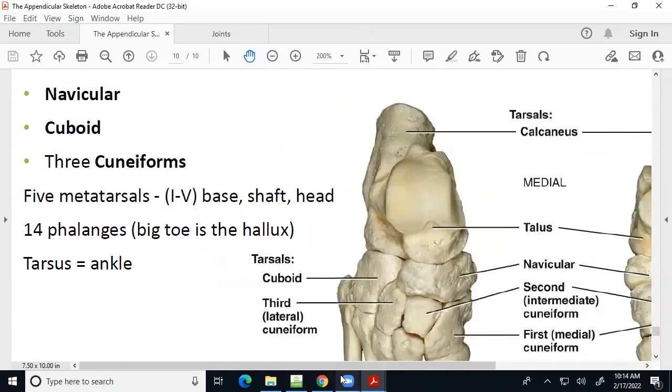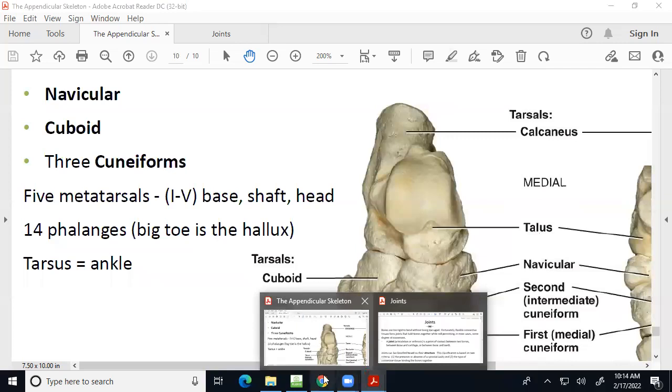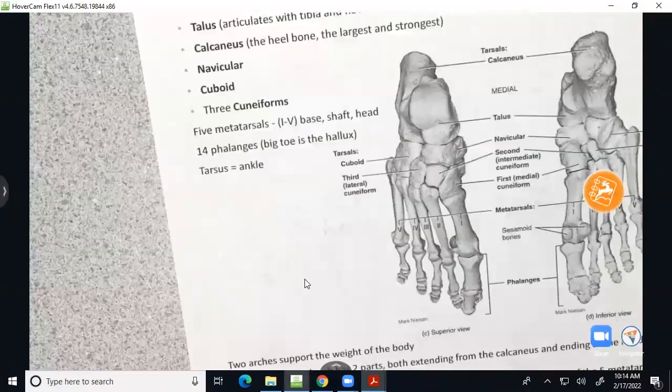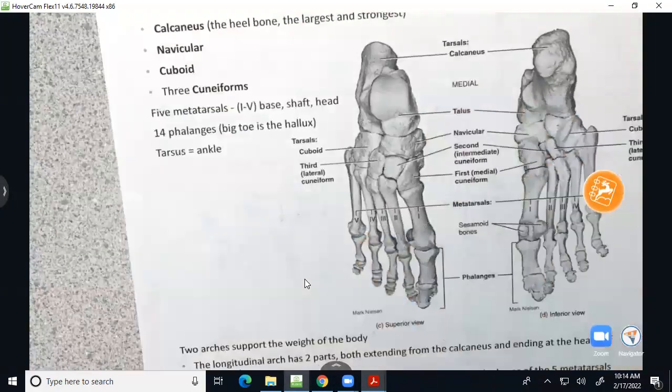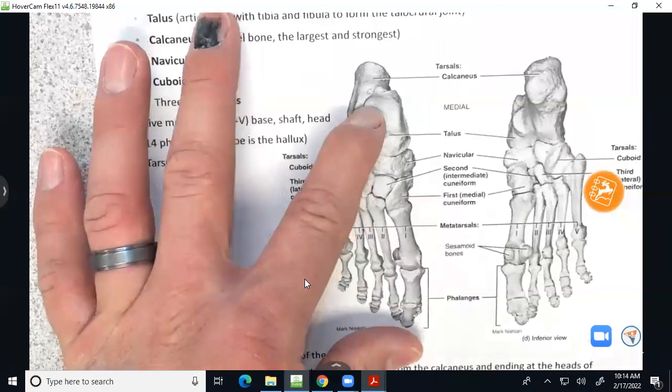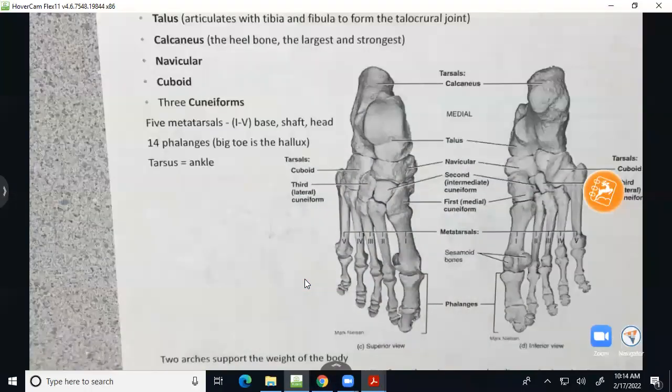All right, so what we'll do, let's go back to my document camera here. Same thing, what I've been doing, I'm going to highlight what you want to know. So we've got a superior view that's looking at the top of the foot and ankle, and then this is looking at the bottom of the foot and ankle.